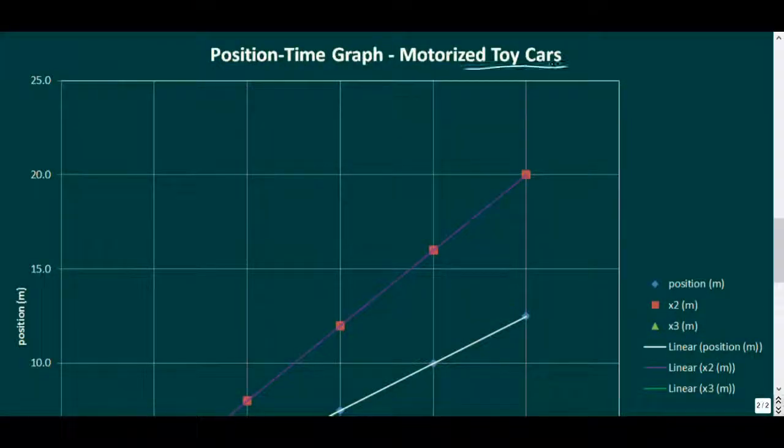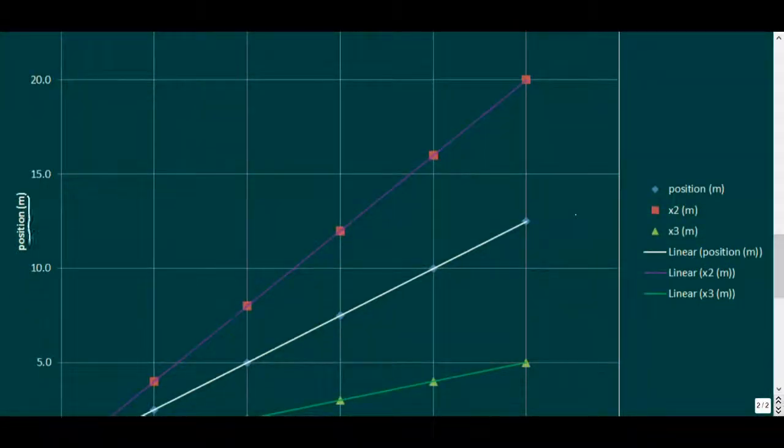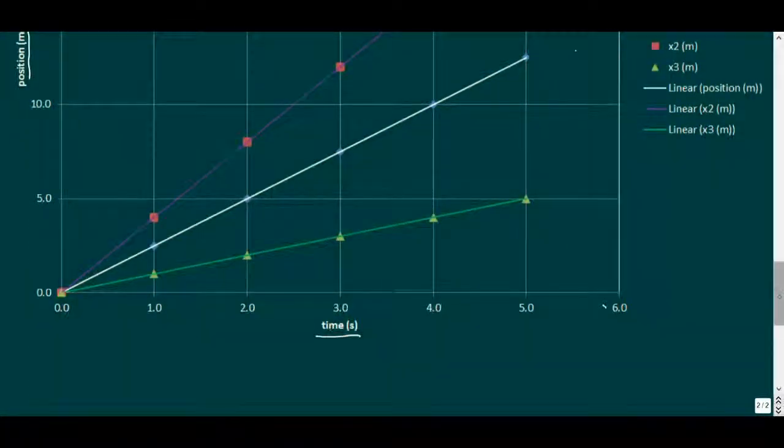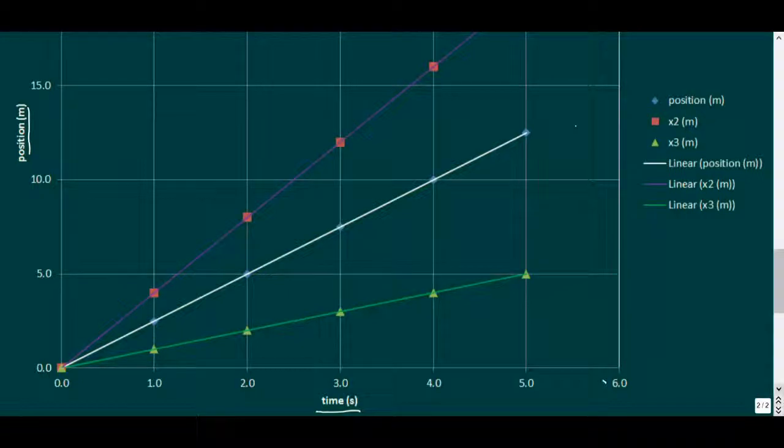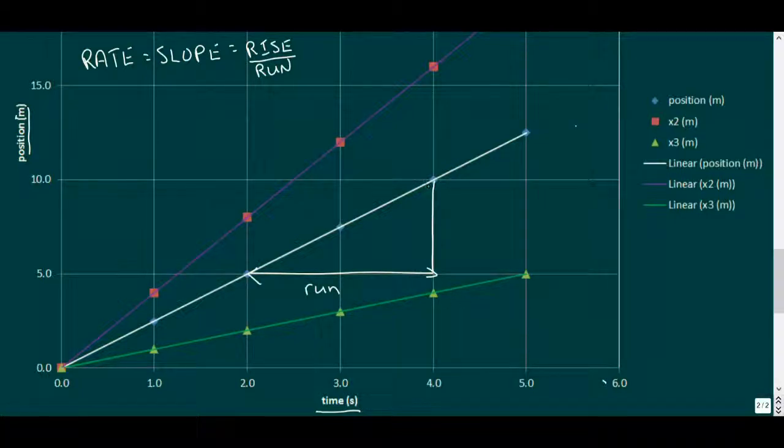Now before we start our analysis of the graphs, just note the full title and axis labels that I expect on every graph. So to start the analysis, recall from math class that in a linear relation plotted in Cartesian coordinates, the rate of the relation is just the slope of the plotted line. And this is found from the ratio of rise to run, where the run is the horizontal distance between 2 points, and the rise is the vertical distance between them.